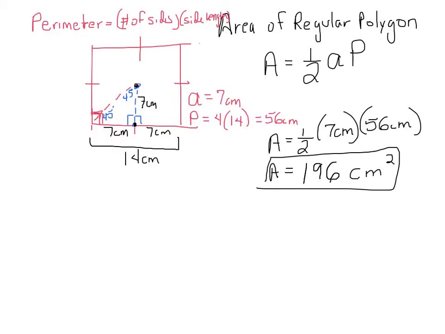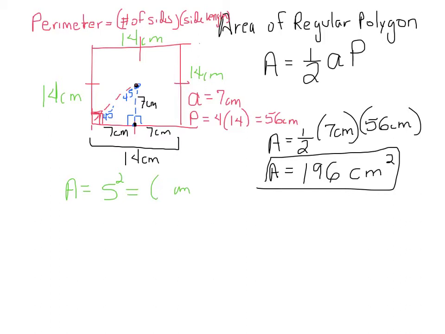Now, another way you could have done this problem, because it's a square, and I'm just going over this so you can see that the formula works for any regular polygon, is that I know that the area of a square is just side squared. If the side has a length of 14, then all of them are 14. This is 14 centimeters. This is 14 centimeters. The right side is 14 centimeters.